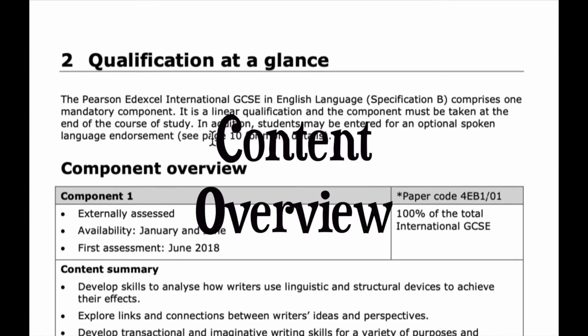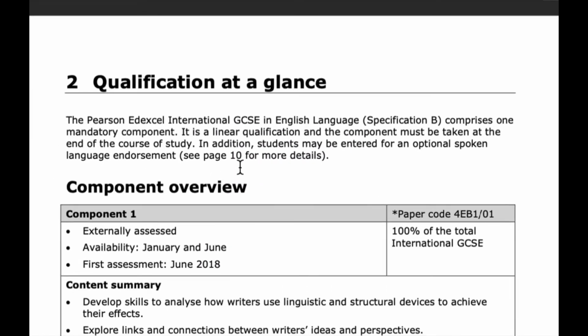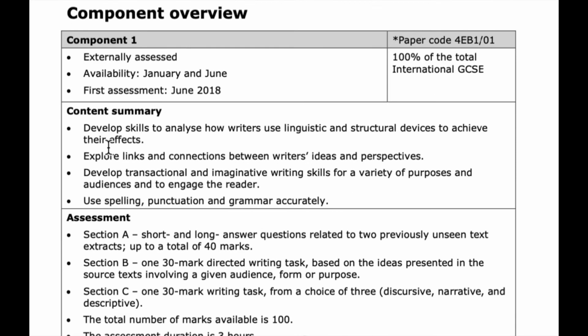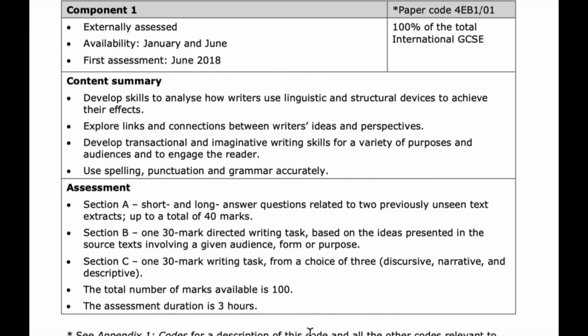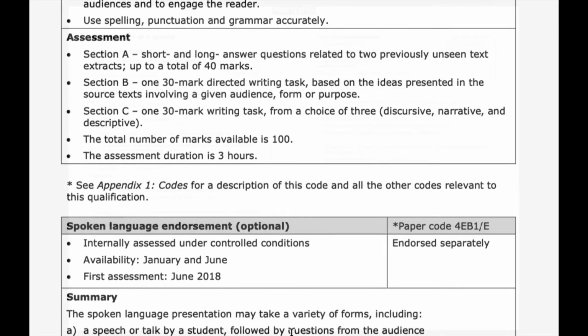Now, leaving that aside, let's look at the content overview, which the specification provides us with. So over here, you can see an overview of the English language paper, and it gives you a small content summary over here about what is going to be assessed, what skills are going to be analyzed, and then it tells you about the sections within the paper, etc., what type of questions are going to be asked.